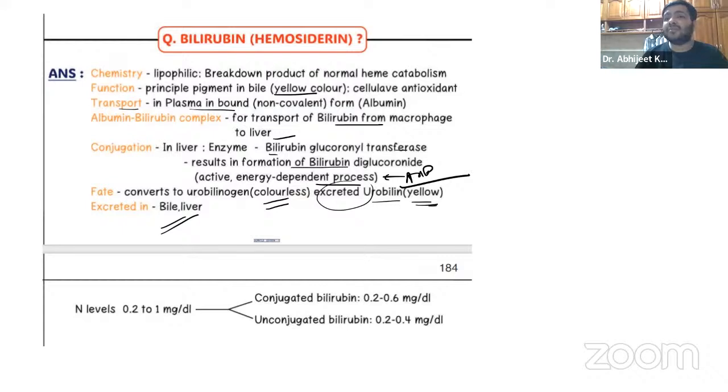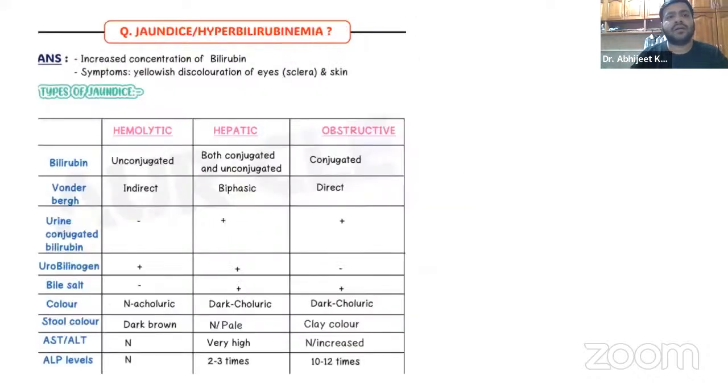Remember the normal bilirubin levels, right? Whenever we do a liver function test, there is something you will always see in the blood reports: the normal levels of bilirubin in the blood, basically 0.2 to 1 milligram per deciliter. Apart from that, conjugated bilirubin is 0.2 to 0.6, and unconjugated bilirubin is 0.2 to 0.4 milligram per deciliter.